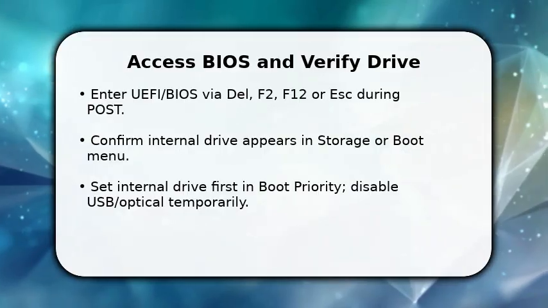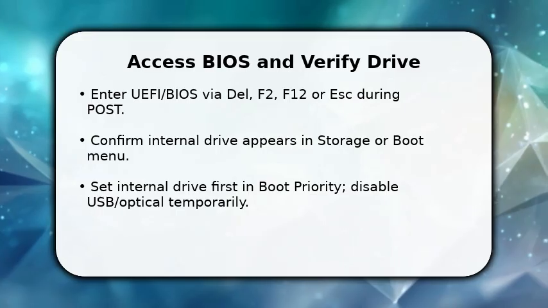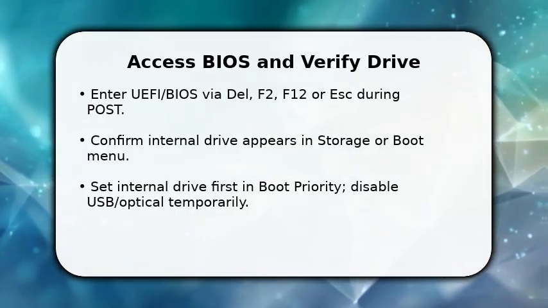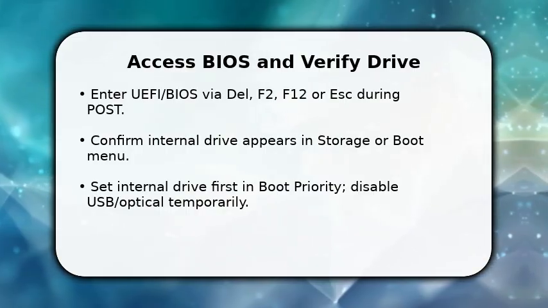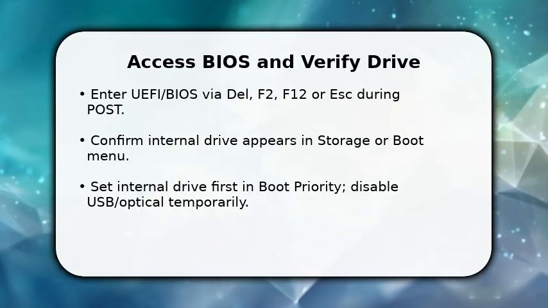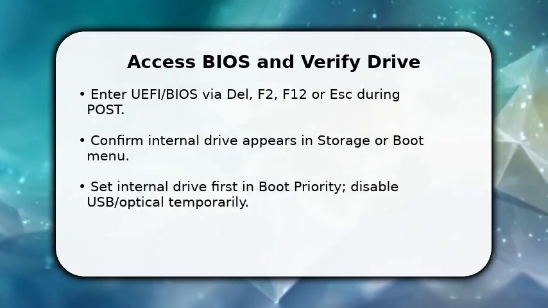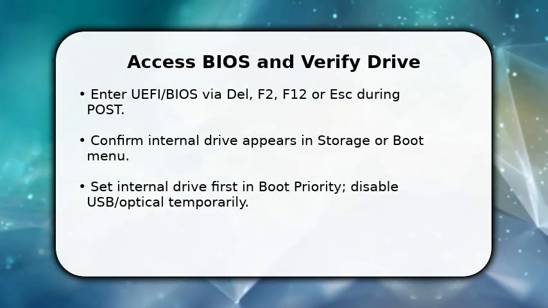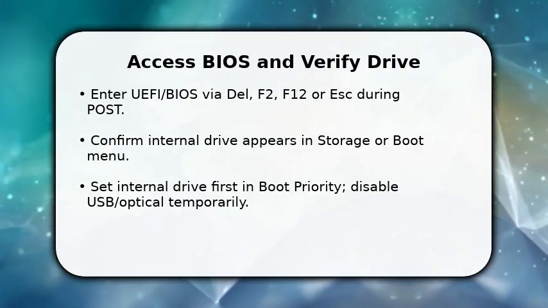You start by entering your system firmware to confirm the machine actually sees the internal drive. Press the firmware key immediately at power on, then go to storage or boot. Once there, make sure the internal HDD/SSD is listed and move it to the top of boot priority. Disable USB and optical boot so the PC targets the internal disk.